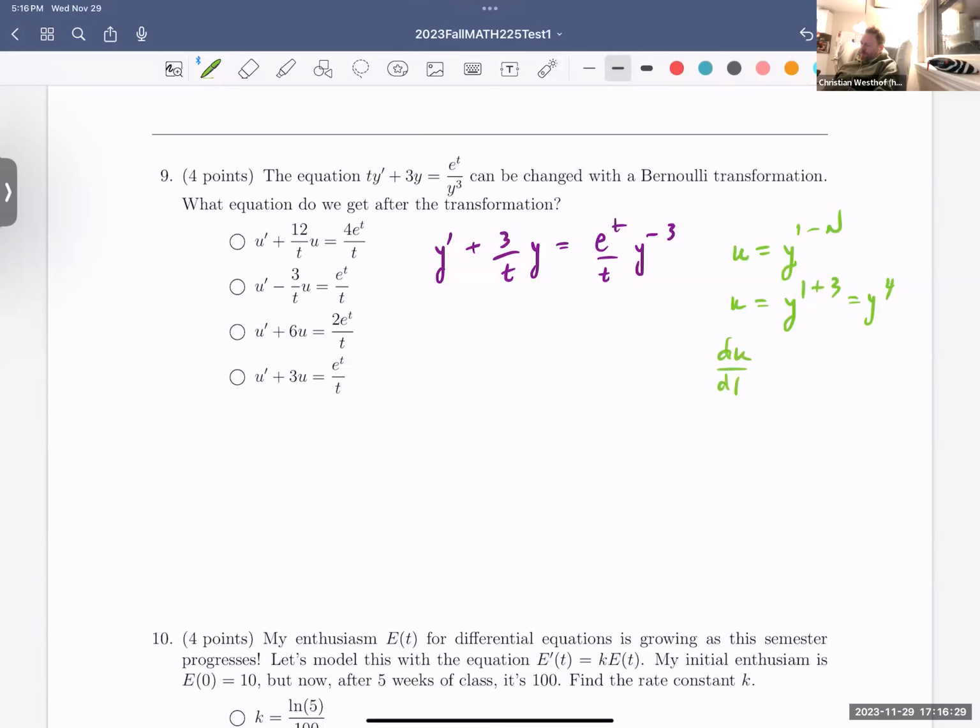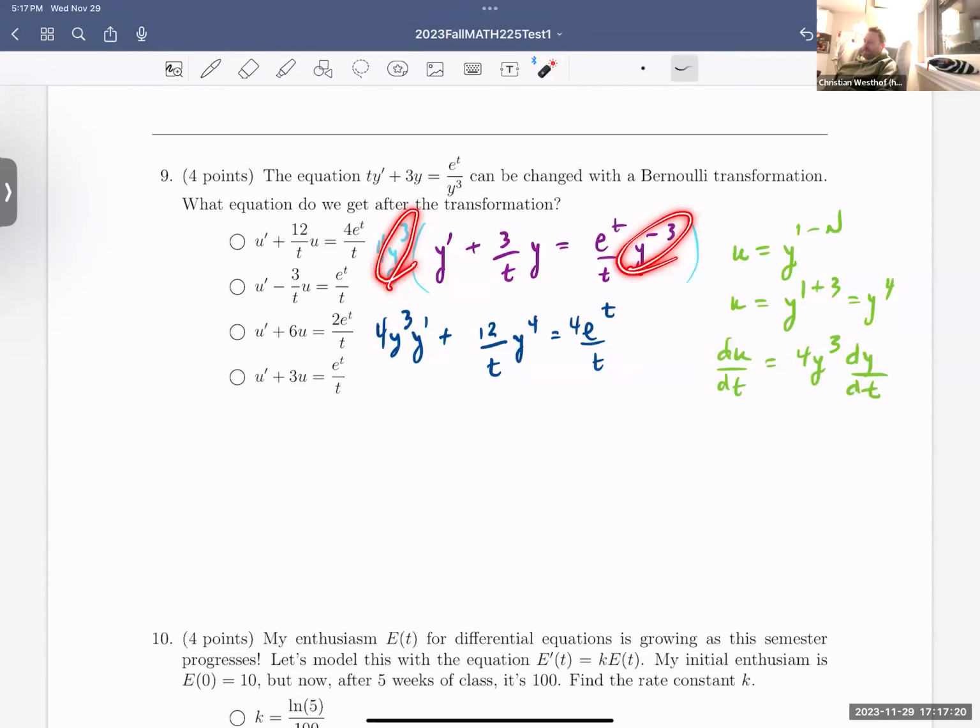Then we take the derivative of u with respect to t, and that's going to be 4y cubed dy dt. Then we multiply this piece, 4y cubed, to the entire equation. And when we do that, we get 4y cubed y prime plus 12/t y to the 4 is equal to 4e to the t over t, and the y cubed there cancels that one.